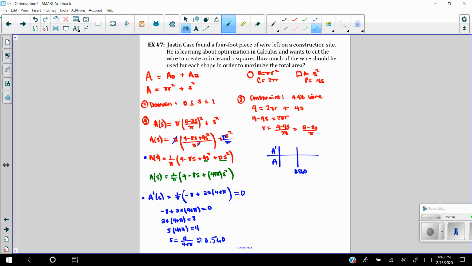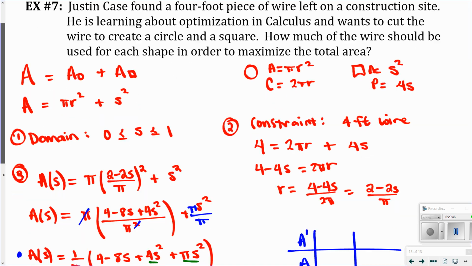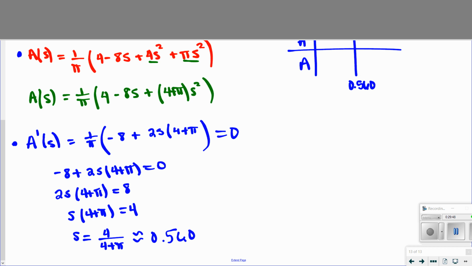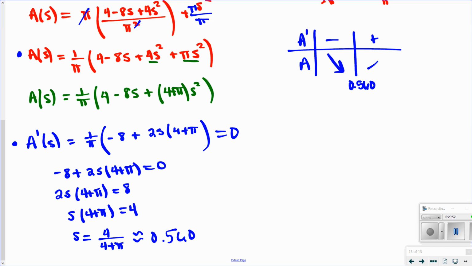Well, that's actually quite interesting, because that is showing that this is actually a minimum. And our goal here is to maximize area. So that must mean that this is not the value for us. If we were trying to minimize area, that would be one we would explore.